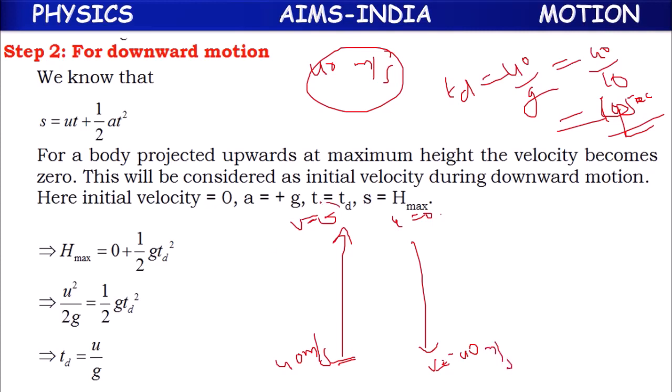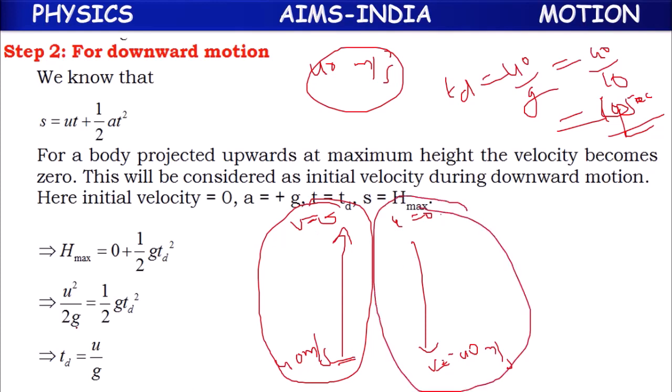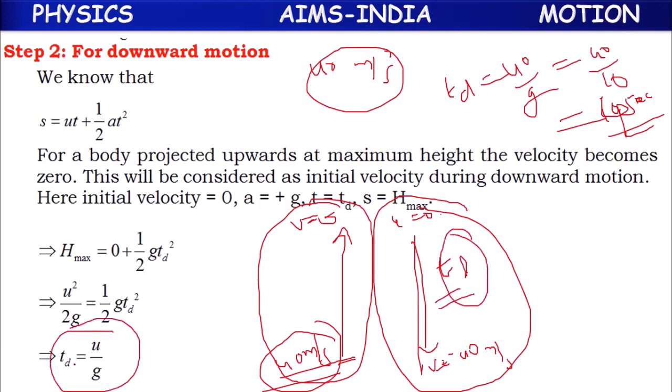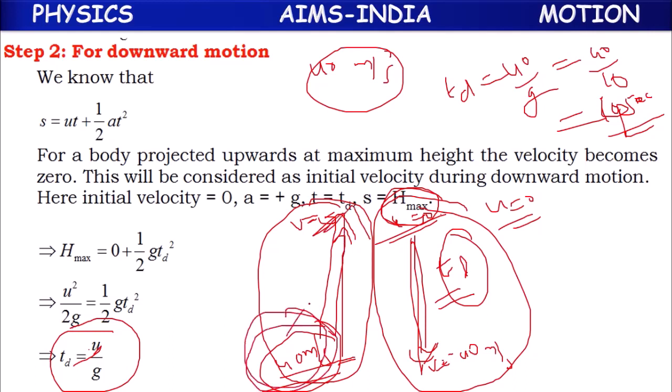While going upwards, the u values are different, and while coming downwards, the u values are different. But while going up, if they give the initial velocity, and we want to calculate how much time it will take coming down, td, we can calculate with this formula. While calculating td, we should not take the u value of the downward motion, because while coming down the u value is always 0. For a vertically projected body, the initial velocity will be there, and that is the u value here, not this value.